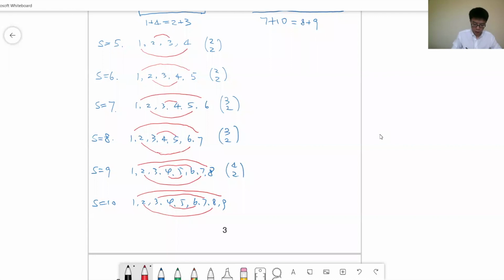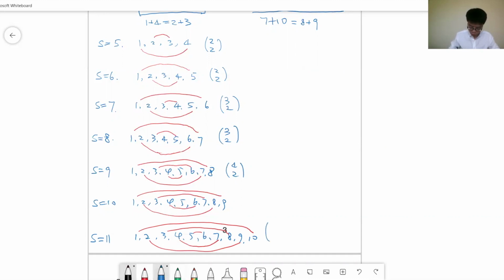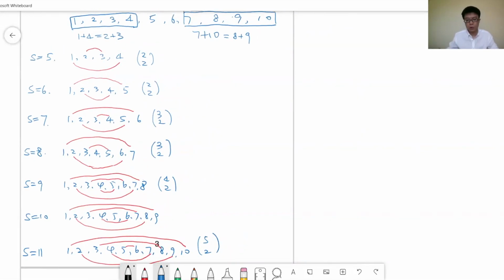But if s equal to 11, that's different. If s equal to 11, we have to use all numbers. We have to list all numbers. So 1 plus 10, 2 plus 9, 3 plus 8, 4 plus 7, 5 plus 6. We have five pairs, so we should choose 2 from 5 pairs. And now for larger numbers, we should be a little bit careful because we only have 10 numbers.